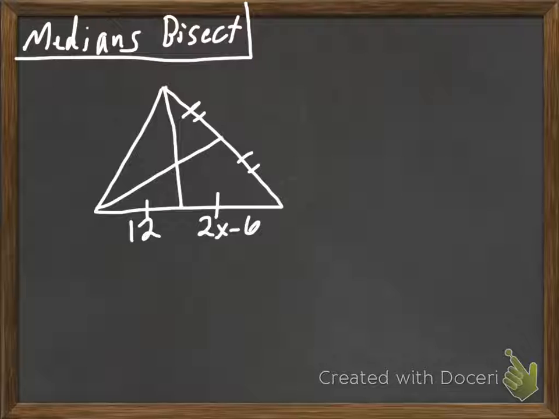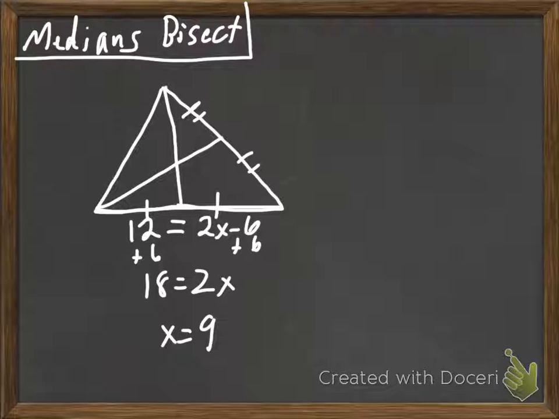Now, let's talk about medians. Medians bisect a side. Bisect means cut in half, so that means that each piece of this side is equal to the other. So I can put a big ol' equal sign here to solve for x. So I now know that 12 equals 2x minus 6. I'm going to add 6 to both sides. Divide by 2, so x equals 9.